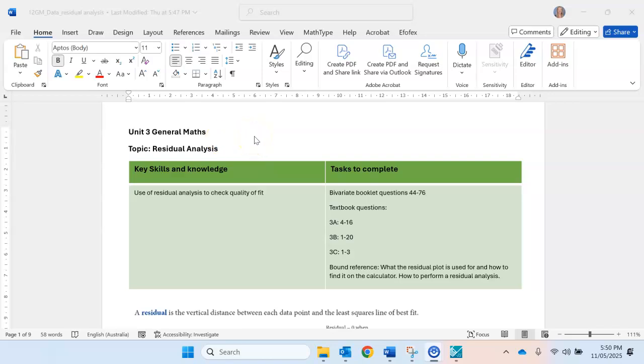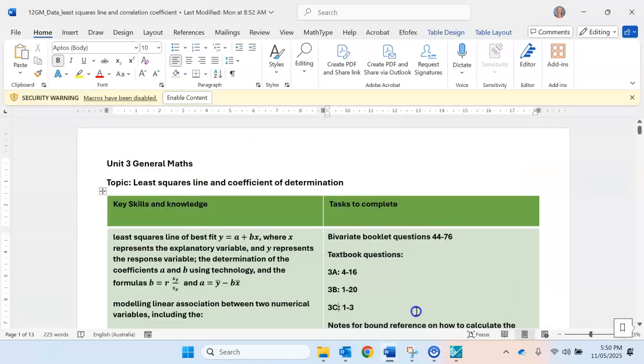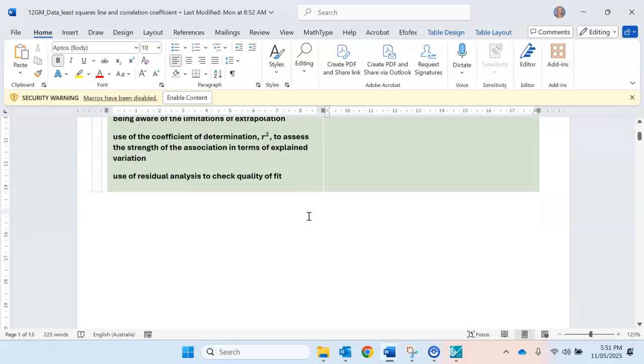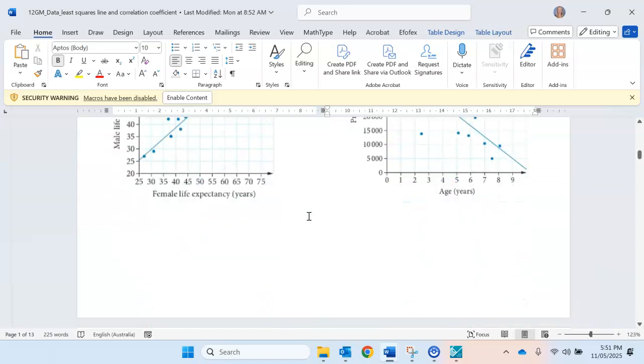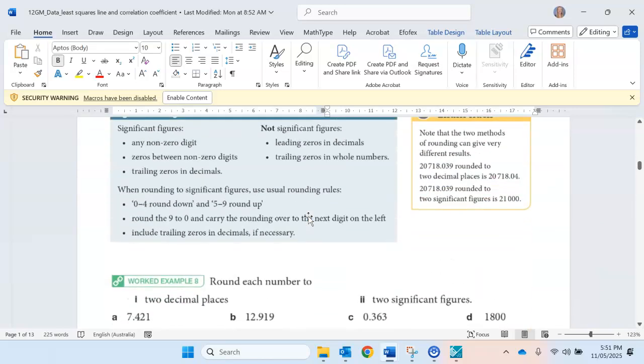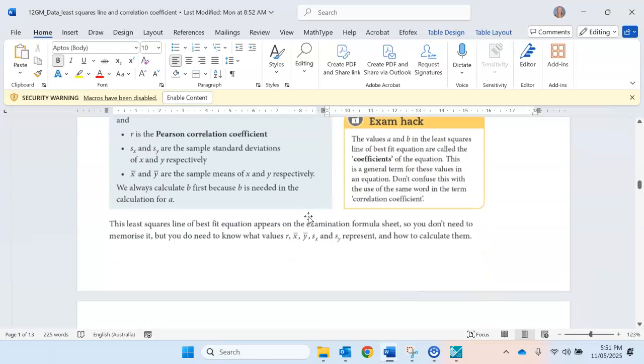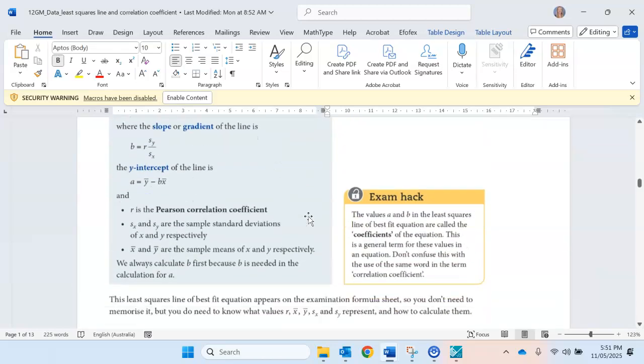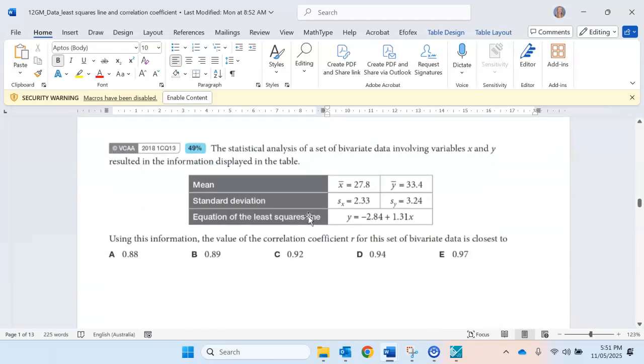So we're kind of focusing on the residual plots in these notes, but everything else you need is also in this one here. So the least squares line and the coefficient of determination, especially if we just go down. Where are we? All right, so didn't want that one.